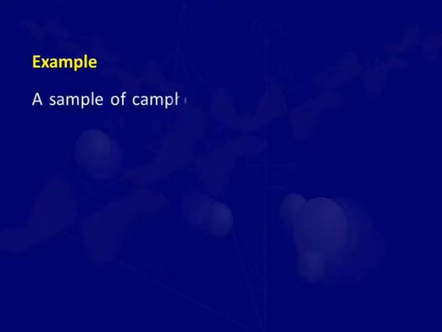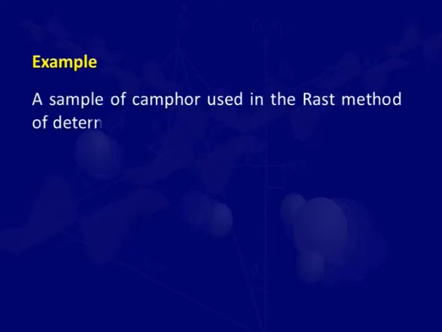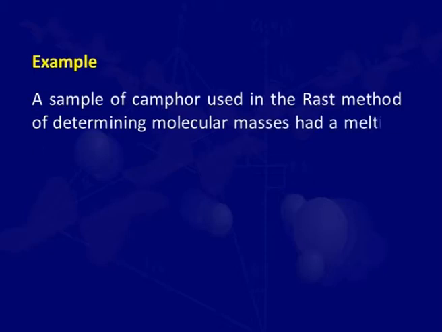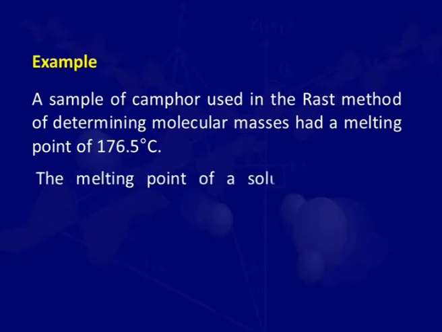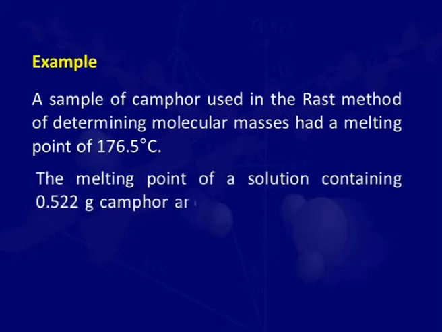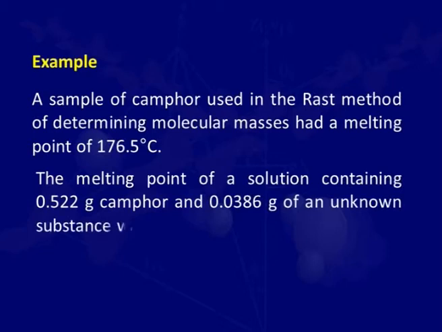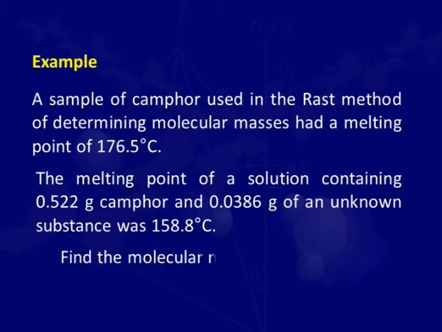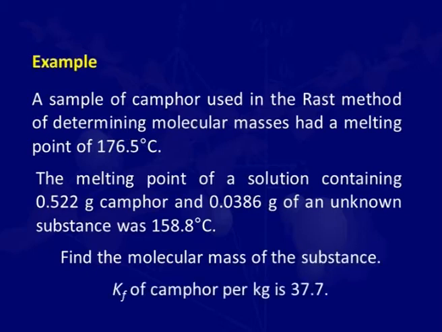A sample of camphor used in the Rast method of determining molecular masses had a melting point of 176.5 degrees Celsius. The melting point of a solution containing 0.522 grams camphor and 0.0386 grams of an unknown substance was 158.8 degrees Celsius. Find the molecular mass of the substance. Kf of camphor per kg is 37.7.